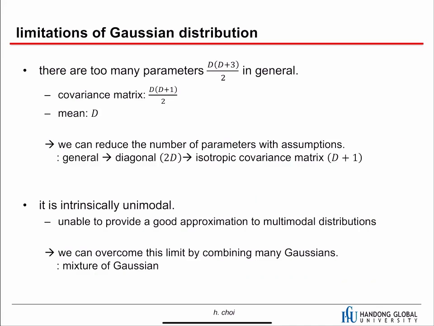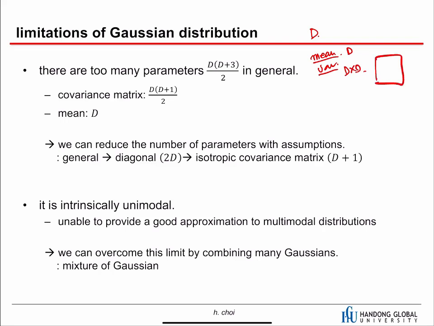Okay, so we have been talking about the Gaussian distributions for a while. Gaussian distribution is really beautiful and everybody loves Gaussian, but still there are some limits in Gaussian distributions. First, there are too many parameters. Think about the mean and the variance. If the dimension is d, then for mean we have d parameters, right? So mean is a vector in d-dimensional space, so we have d parameters, and the variance is actually a d times d matrix, but this variance is actually symmetric.